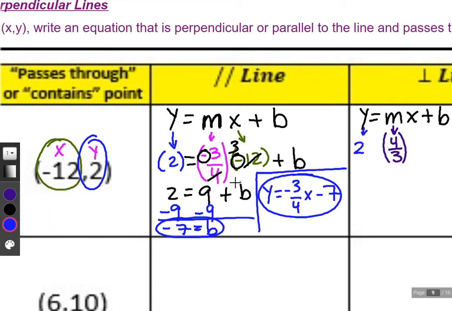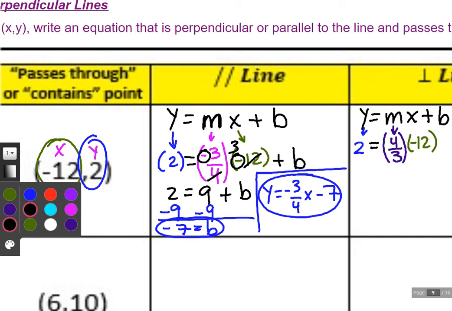Because it passes through 2, it passes through 2. And then we're going to take the x value, of -12, and we're going to use it for the x value. Okay, we still don't know what the b value is, so that's going to stay a variable plus b. Okay, it's a little compact there.